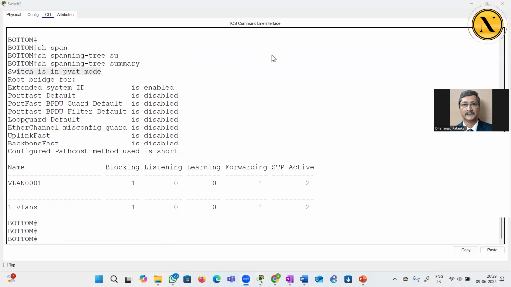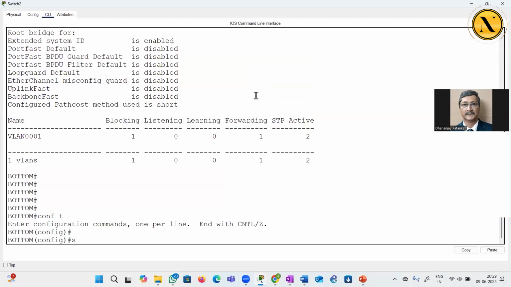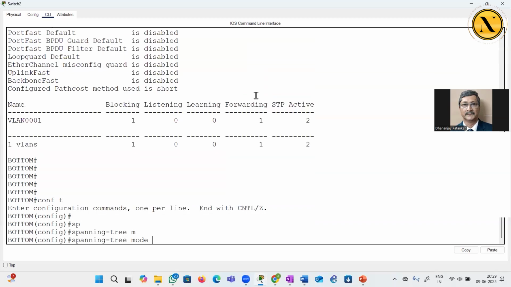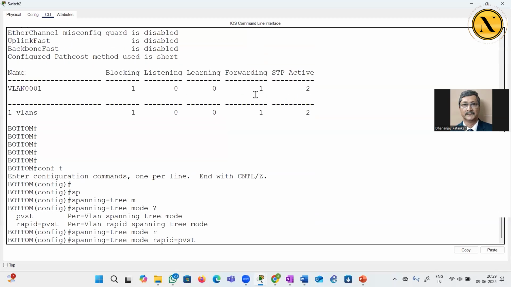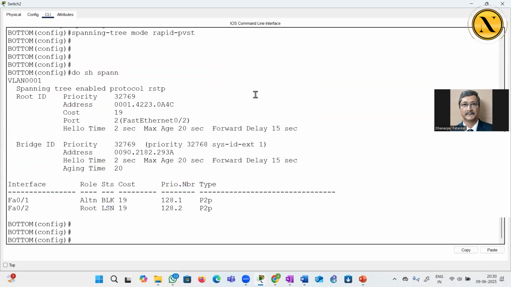Let's change the mode of the switch. Let's go to the global mode and say spanning tree mode rapid PVST, R tab. Now do show spanning tree. What do you see here? Spanning tree enabled protocol is RSTP. See that? If you type MST, multiple spanning tree, you will see MST here in the real switch. Understood? Yes? Aditya and Dipti? Yes, sir.